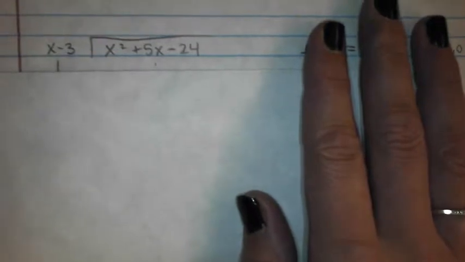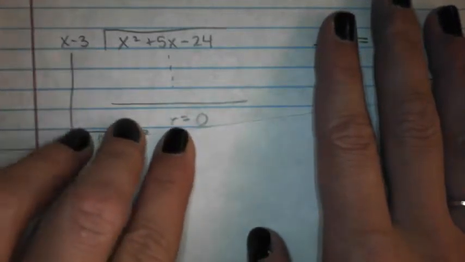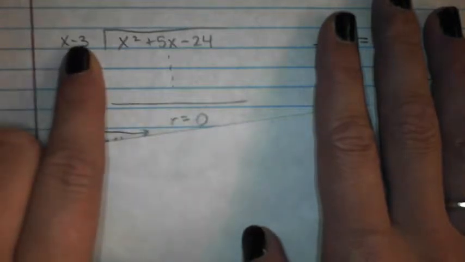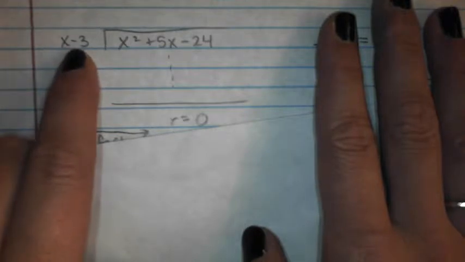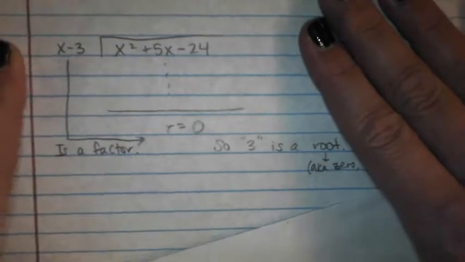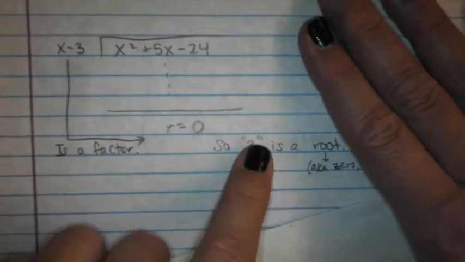So I kind of thought about it, and my best guess is that when we do long division and we get a remainder of 0, we do know that getting a remainder of 0 tells us that this was a perfect factor, yes? And if it's a perfect factor, then 3 is a perfect root, yes? So we have this. So since it was no remainder, it is a factor, and therefore 3 is a root.